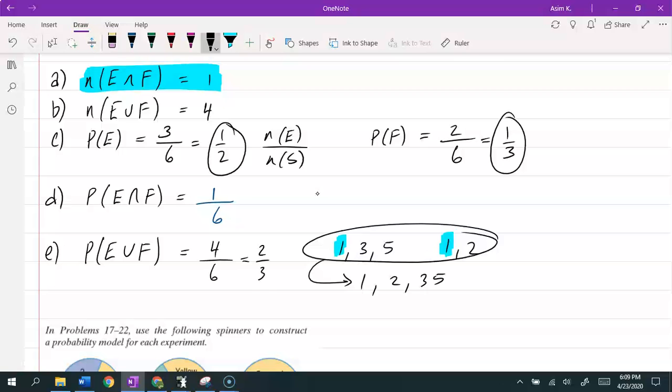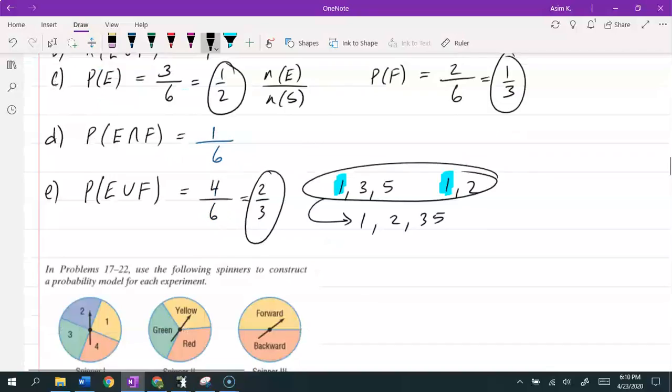That simplifies to 2/3. So there's 2/3, you have 2 chances out of every 3 to get what you're looking for over there.